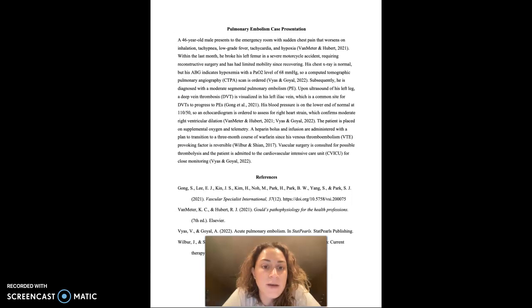Upon ultrasound of his left leg, a DVT is visualized in his left iliac vein, which is a common site for DVTs to progress to PEs. His blood pressure is on the lower end of normal at 110/50, so an echo is ordered to assess for right heart strain, which confirms moderate right ventricular dilation. The patient is placed on supplemental oxygen and telemetry.